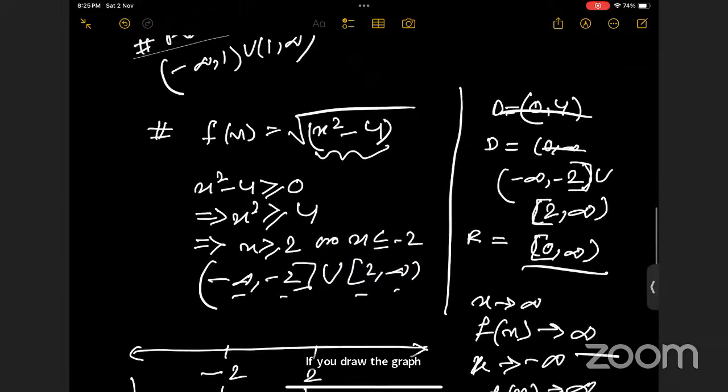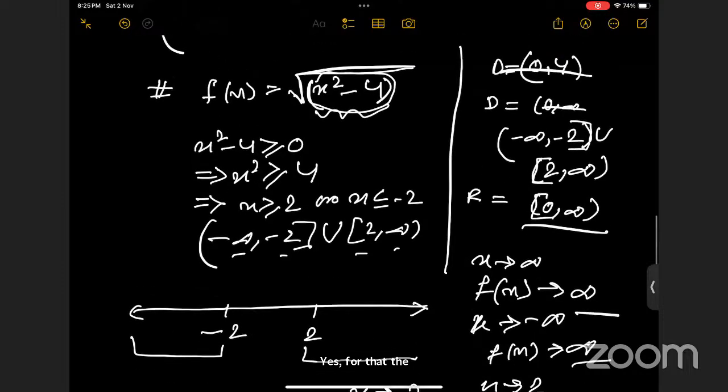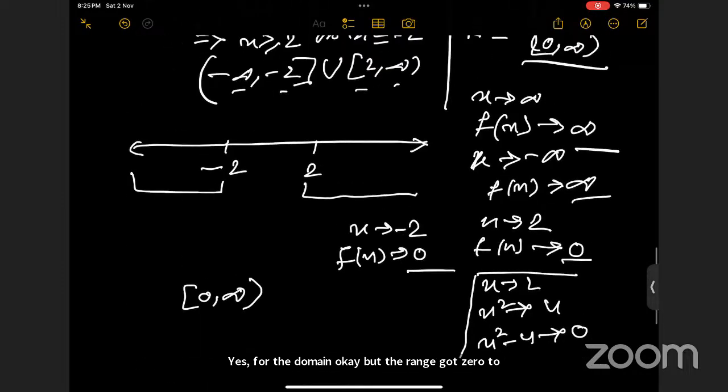No, this is x square minus 4 under a root, so this is not a parabola. This portion is the equation of a parabola, but we're taking the root here. Just x square minus 4 means it will be an upward facing parabola. Yes, for that the domain is okay. But the range part, 0 to infinity, why not the negative part?